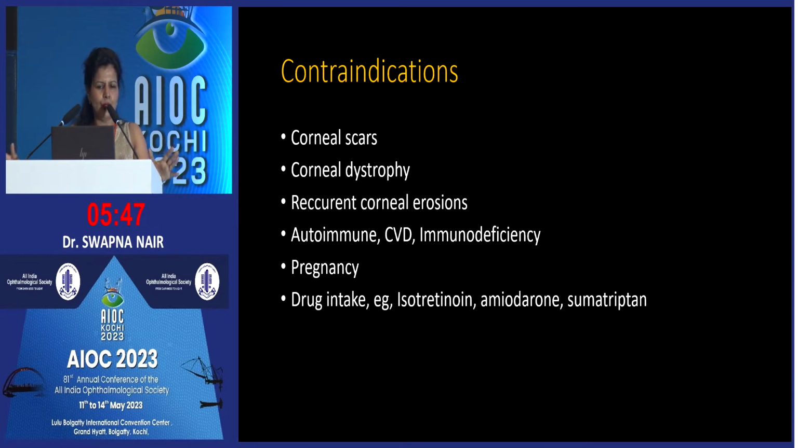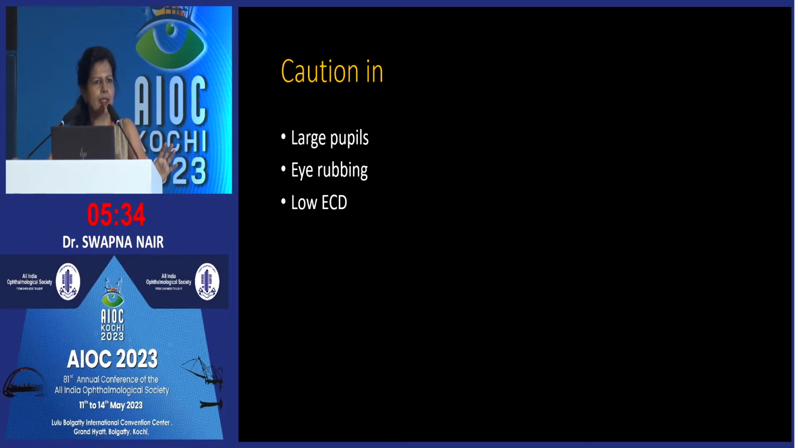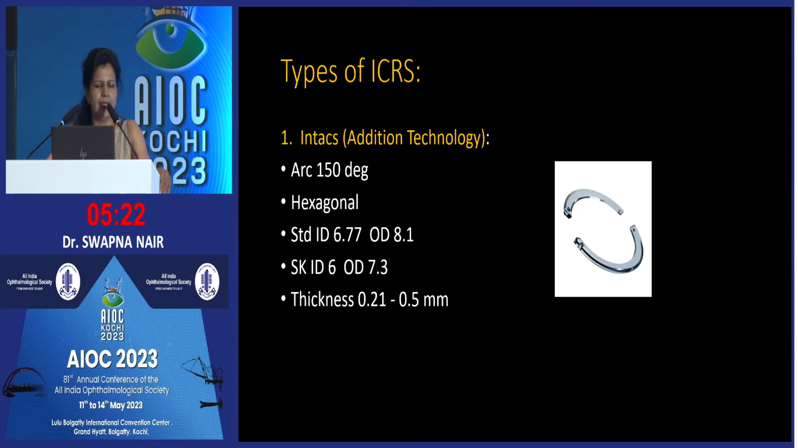Now, you won't do the procedure in corneal scars or dystrophies, or when you have recurrent corneal erosions, in pregnancy, any sort of autoimmune diseases, and drugs that affect the cornea. Also, you have to be careful when you are doing this in patients with large pupils and with a lot of eye rubbing, that is likely to cause a rapid progression of the basic disease itself, and with low endothelial cell counts, because we are dealing with the posterior cornea over here.